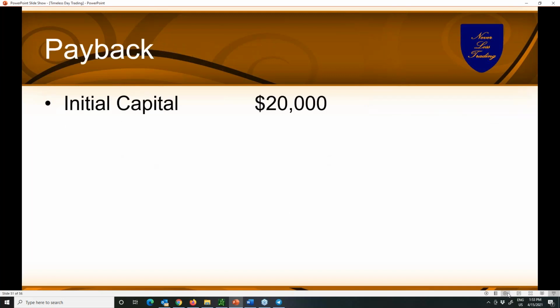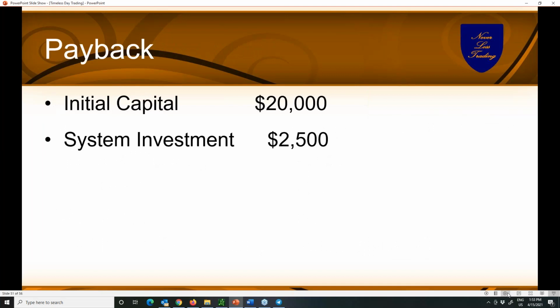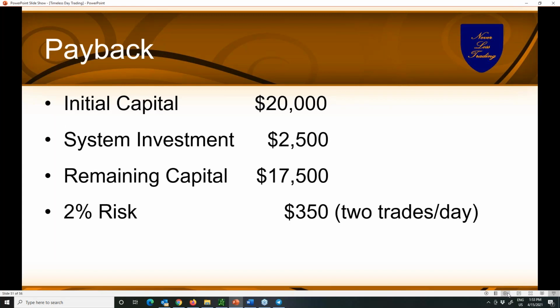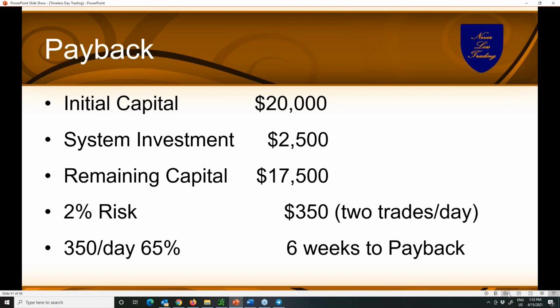Payback time. So imagine you have $20,000 of capital, system investment 2,500, remaining capital 17,500, 2%, you can risk 350 per trade. That's very doable. And so if you do that at 65%, it takes you 6 weeks for the payback. I always look at the payback. The other system, payback is faster because it produces higher value and more trades. But with this one, 6 weeks payback, and then you trade for free, that's also hopefully an offer that you might want to consider.